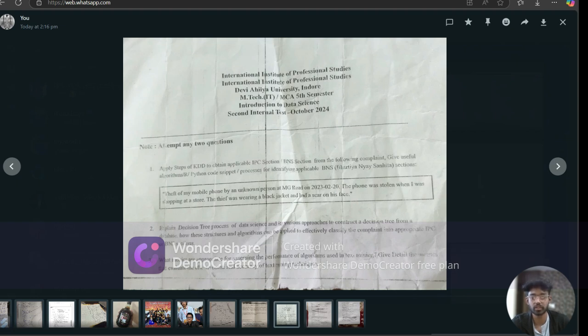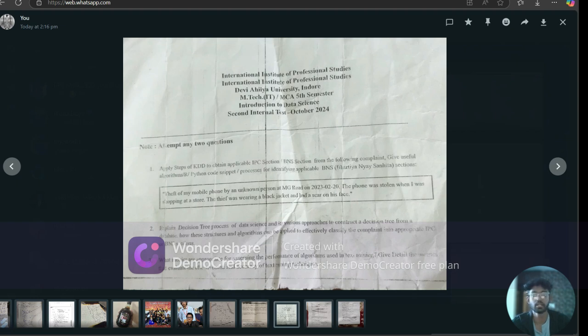Now, we will be moving to the next question, that is, explain the decision tree process of data science and its various approaches to construct a decision tree from a database, and how these structures and algorithms can be applied effectively to classify the complaint into appropriate IPC or BNS sections. Now, first we should know what a decision tree is. A decision tree is a tree-like model that splits data into subsets based on features or attributes.